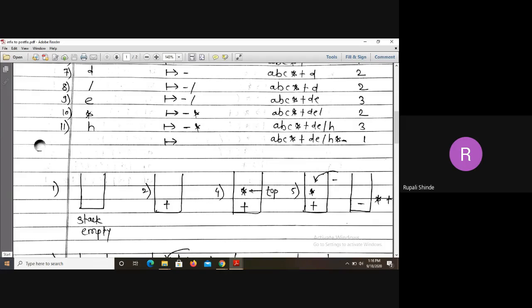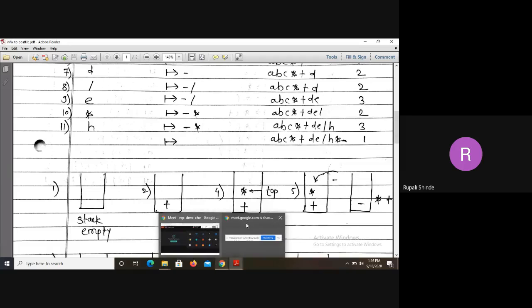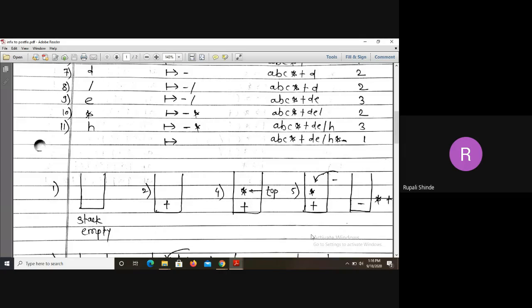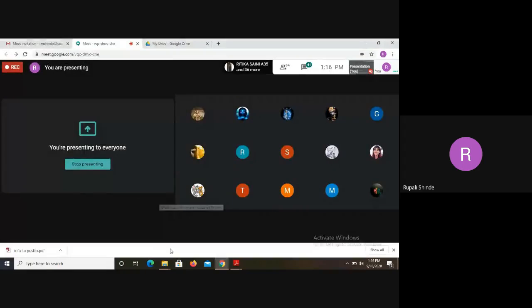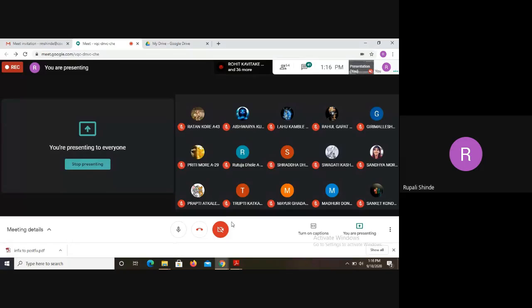So can you tell me what we should do here? Can we place minus directly in the stack? What steps are required? Yes. Who will explain?